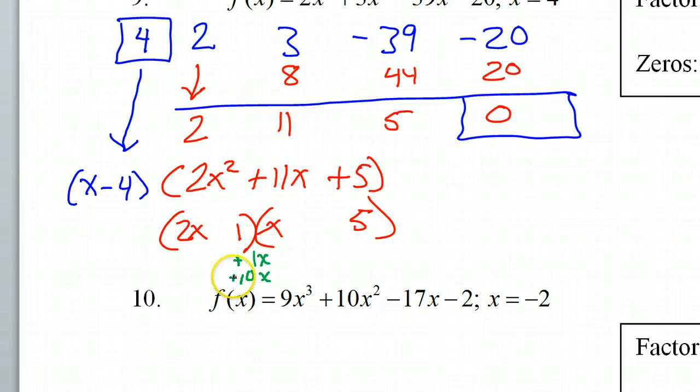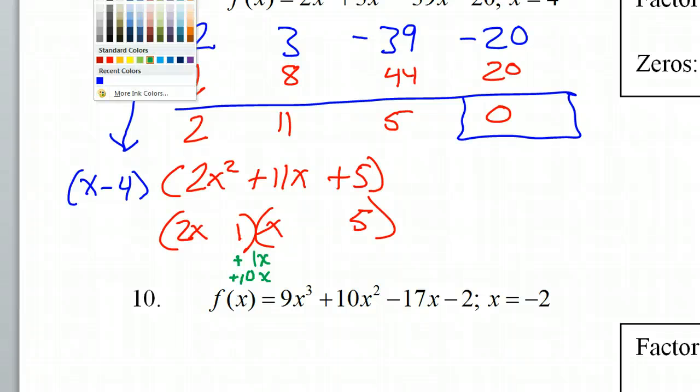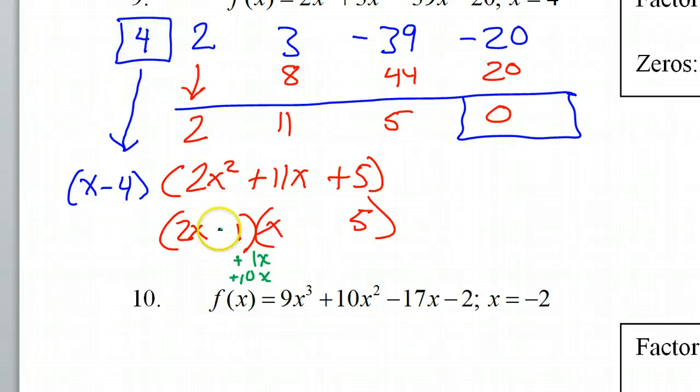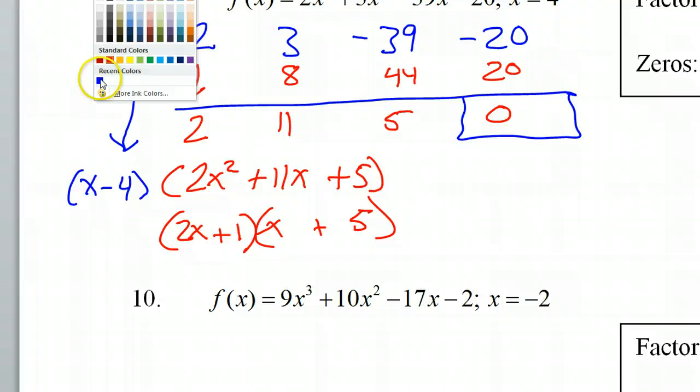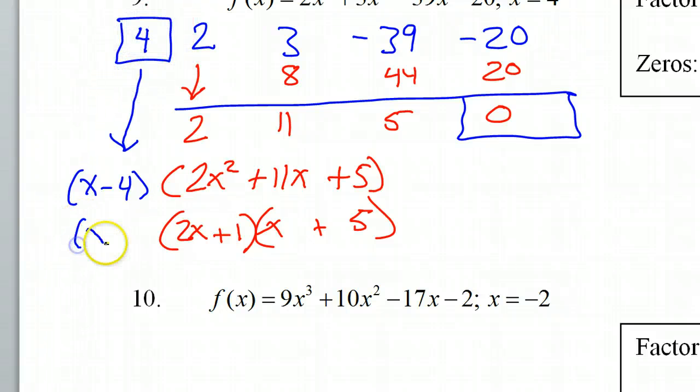That will work out if I just do plus and plus. Positive times a positive is a positive, so that's looking good. So that's how you factor that. Just bring down your x minus 4, and you're done.